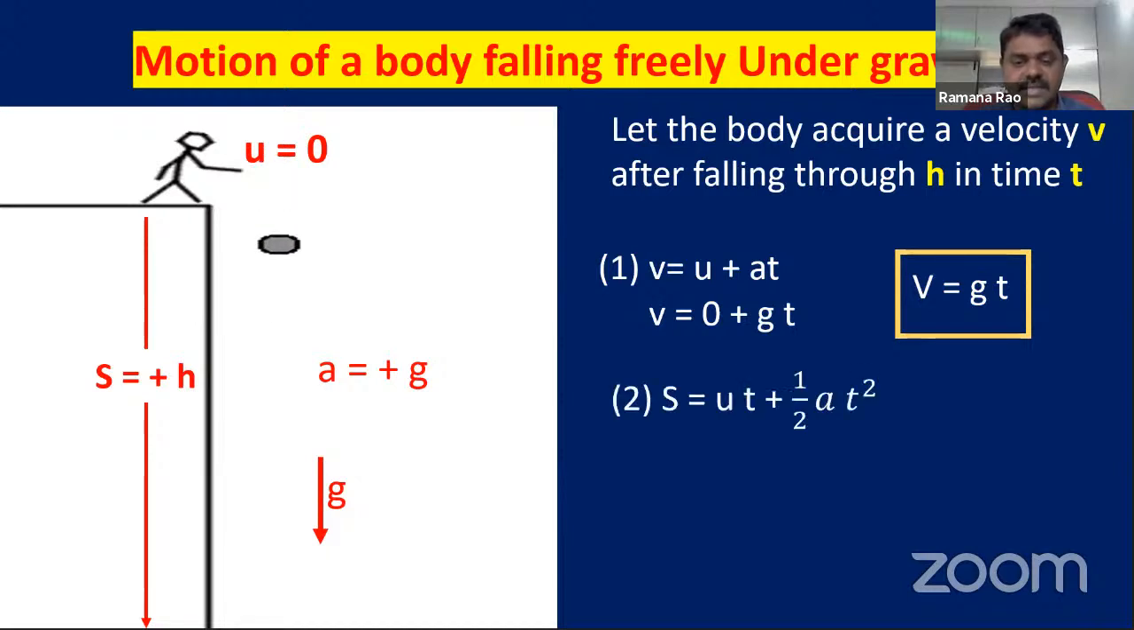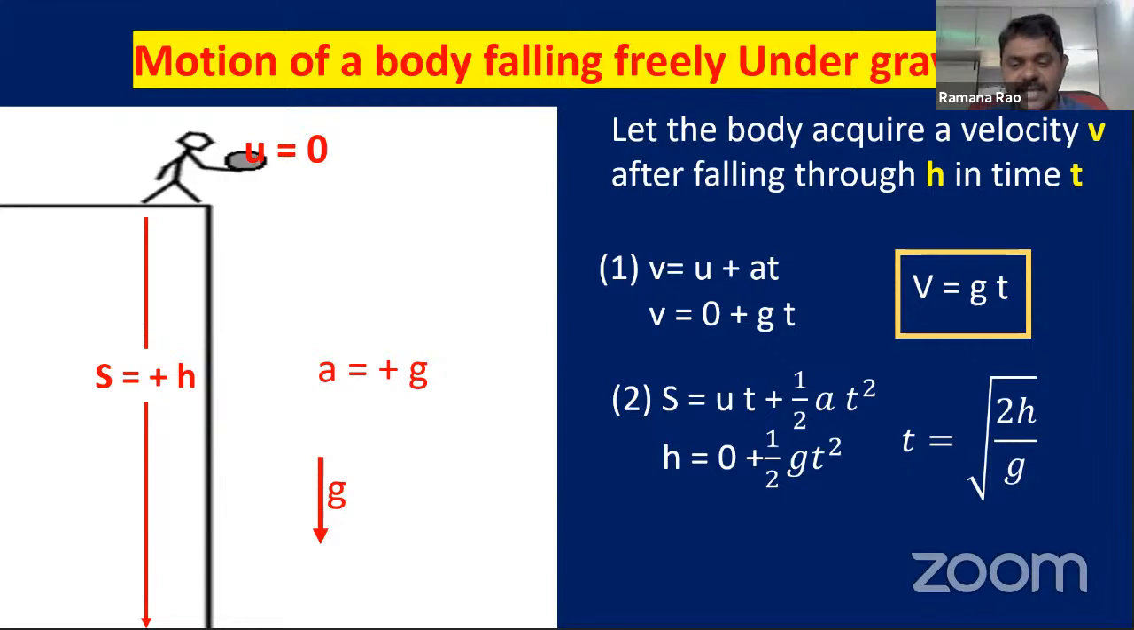Second equation, S is equal to ut plus half at square. S is equal to h, as we already consider displacement h to be positive. Initial velocity is 0, so 0 into time is 0, and half gt square, where a is equal to plus g. So from this, t is equal to square root of 2h by g.